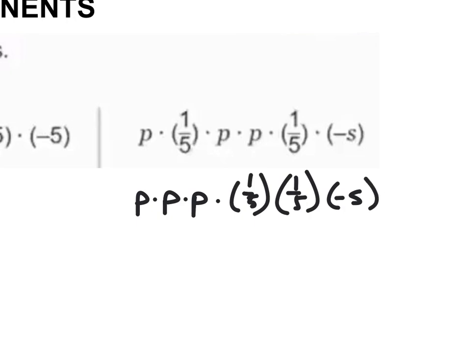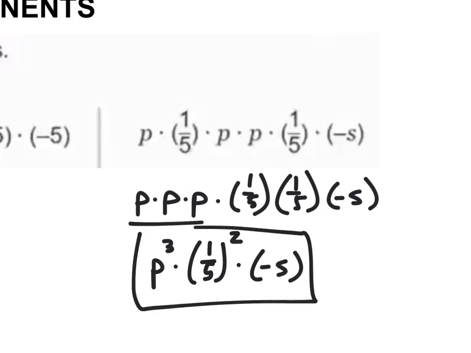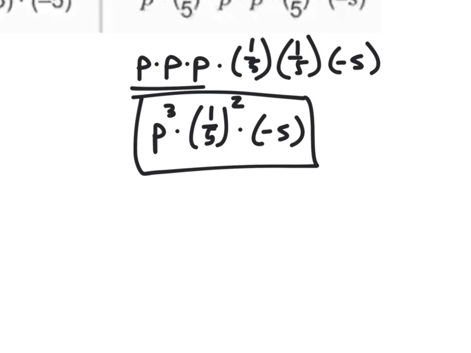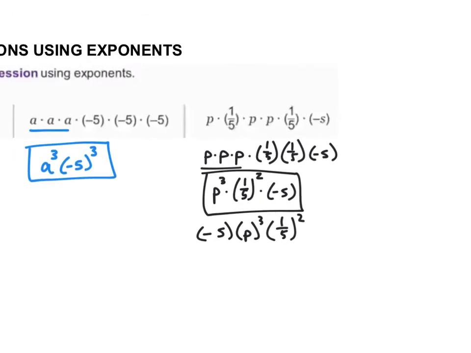And I can write this in exponential form. Multiplying P by itself 3 times, I can write this as P cubed, multiplying 1/5 by itself twice, so times 1/5 quantity squared, and then multiply this by -s. I would simply leave it like that. Now, you can reorder this and put things out front, and usually do -s times P cubed times 1/5 squared. However you want to do it, doesn't matter. But know that you can reorder when you multiply numbers.